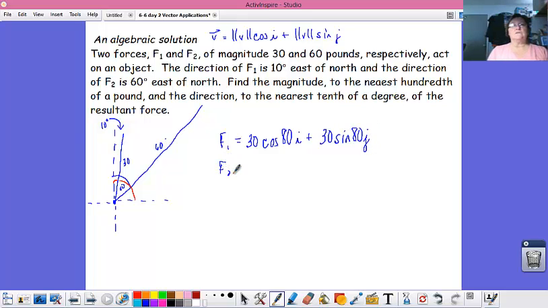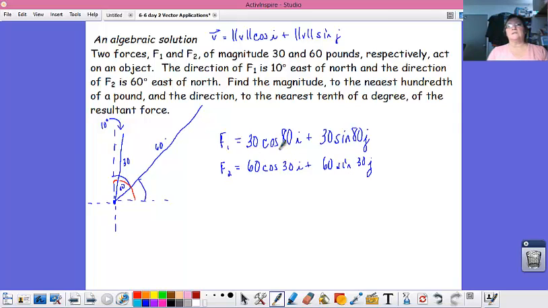Let's get the force 2 vector up there as well. The vector for force 2 made an angle of 60 degrees east of north. That means that the rest of it, the part that we need, is 30 degrees. So the magnitude of that force 2 vector was 60. The angle that it makes with the horizontal axis is 30 degrees. So 60 cosine 30 i and 60 sine 30 j. Those are our two vectors written in algebraic format. Now let's do some work with these.